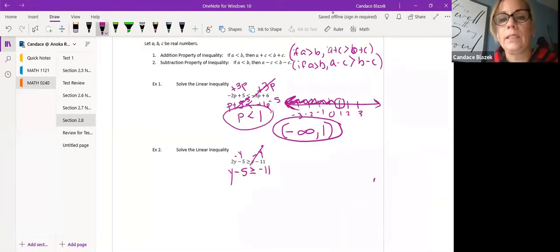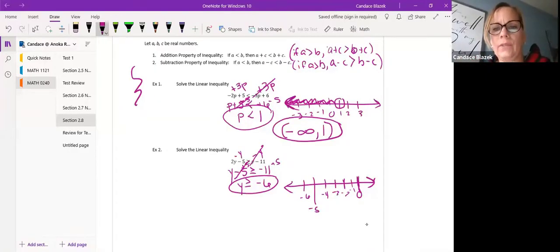And then to get y completely alone, I'm going to add 5 to both sides. Cancels off with the left. And I have y is greater than or equal to negative 6. This is y is greater than or equal to negative 6.